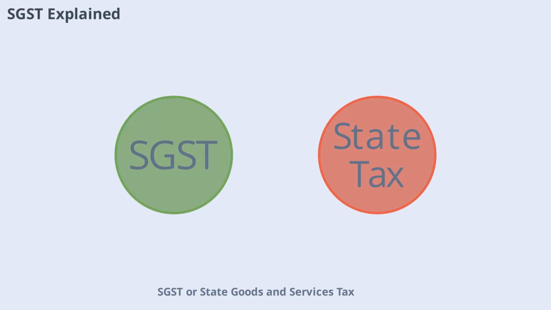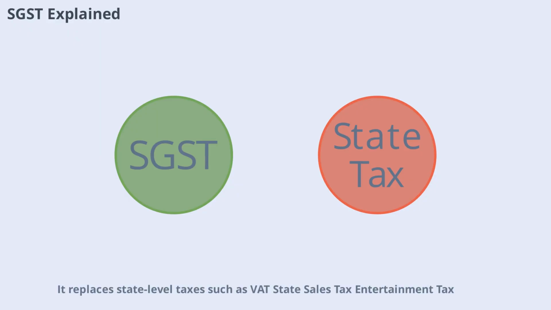SGST, or State Goods and Services Tax, is imposed by the state government on all intrastate transactions. It replaces state-level taxes such as VAT, state sales tax, entertainment tax, and others. The revenue from SGST goes to the state where the sale is made, ensuring that states continue to have a significant source of income under the GST regime.